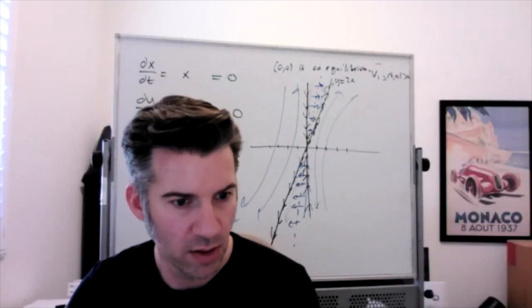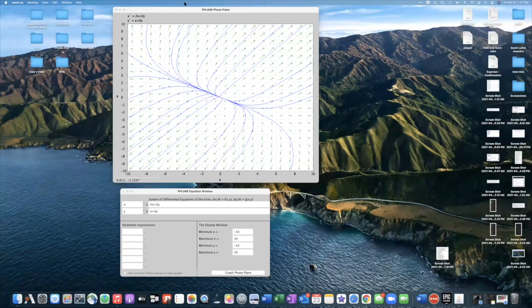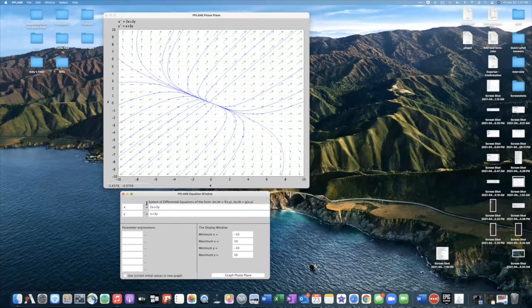Okay. Share. Cool. So here's P-plane, and I have some different equations in there. Let me put the right equations in. The equation again was dx/dt equals x, and dy/dt equals 4x minus y. Let's graph it. Let's make our window not quite as big.